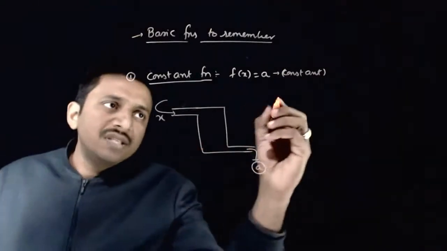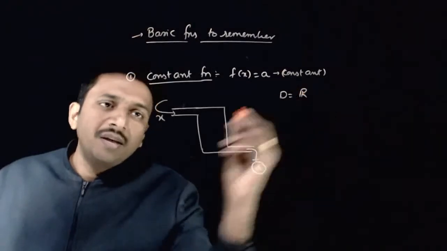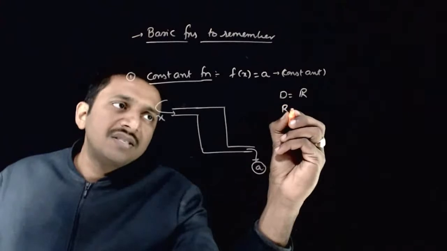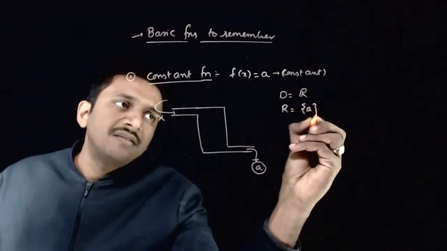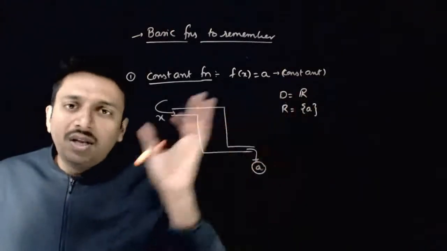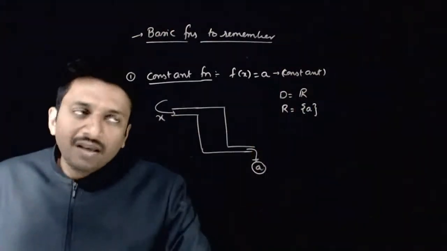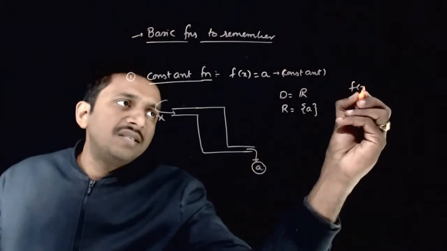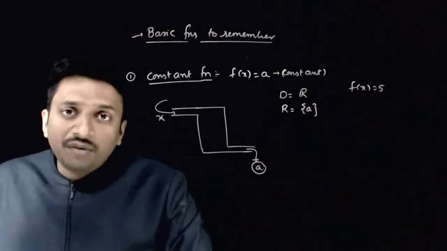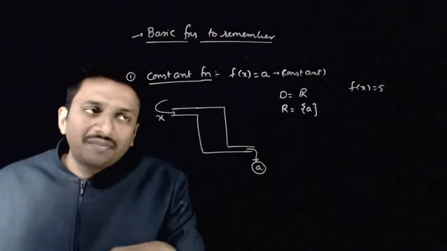So what is the domain of this function? The domain of this function is all real numbers. It can take any real number inside. What is the range of this? The range is the set {a}. The range is a singleton set. Whatever number goes in, only a comes out. So this a can be any number. For example, if f of x is equal to 5, the range of this function is {5} and the domain of this function is the real numbers. This is not a very difficult function to understand.